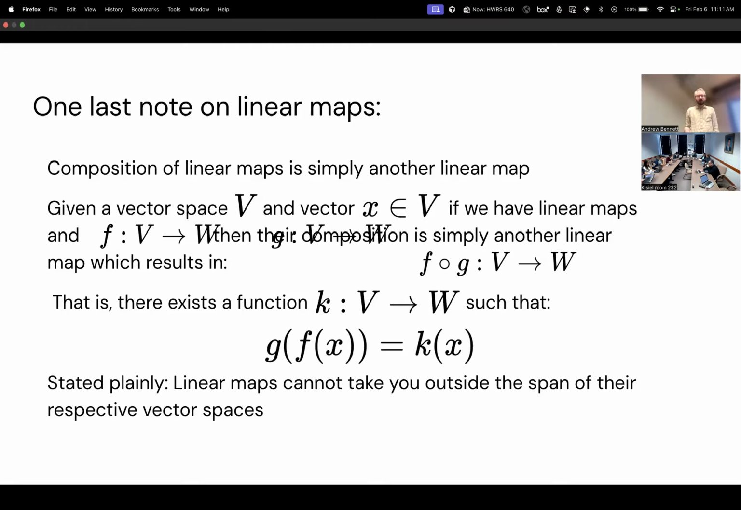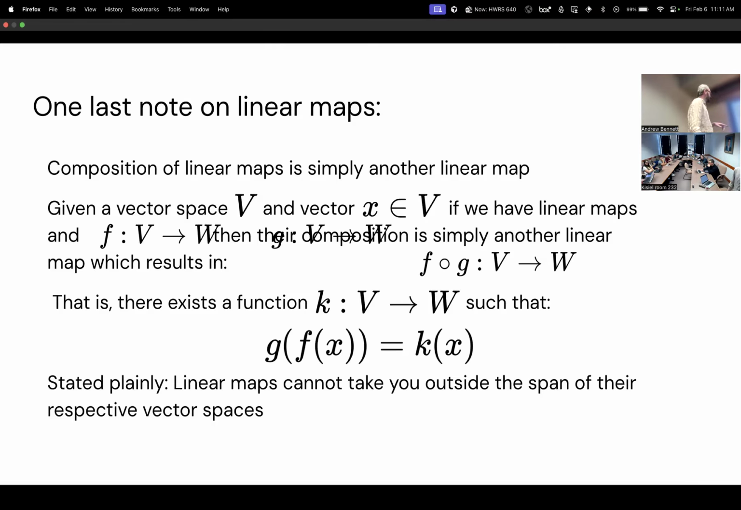Okay, cool. One thing that I wanted to mention last time that I forgot to: the first line and the last line are the most important. Composition of linear maps is just a linear map, right? And this is why I was stressing that concept of the span of your linear space.